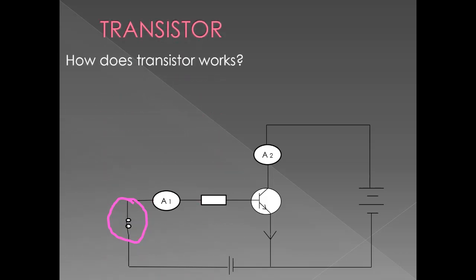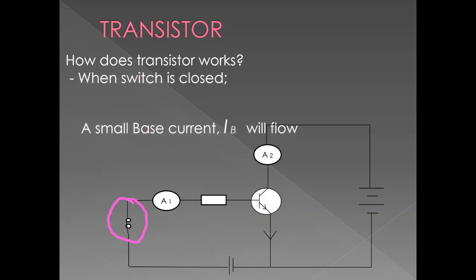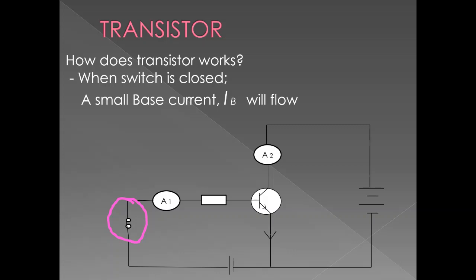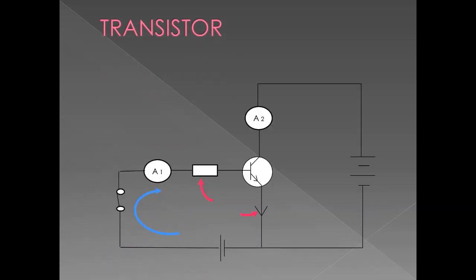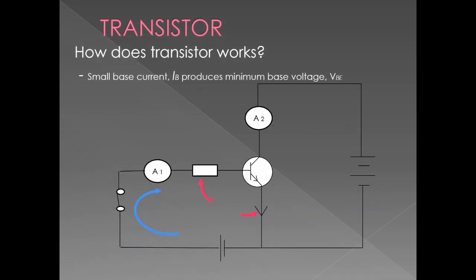Okay, let's say we close the switch, or switch on. When the switch is closed, there is a small base current flowing in the base circuit. This small current in the base circuit can produce a minimum base voltage across terminals B and E, which we call voltage BE, the voltage between the base terminal and the emitter terminal.